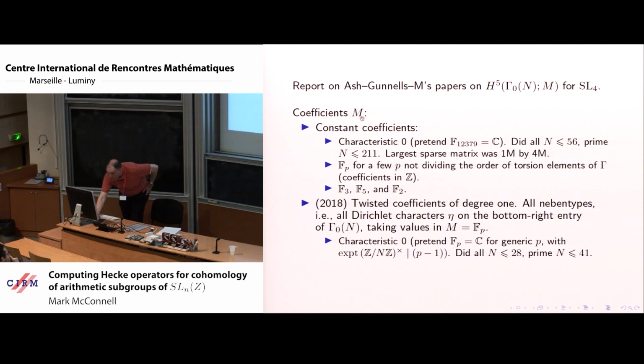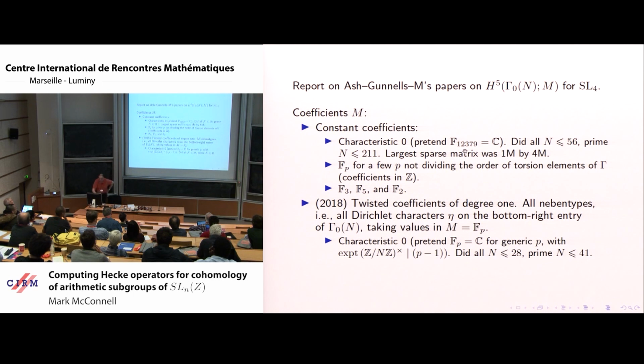And they differ in which coefficients we use. For a long time we used constant coefficients M. We were thinking we're using constant coefficients over C, but that involves floating point arithmetic, and floating point is inaccurate. So we have a proxy: the field of order 12379 stands in for C. This is because 12379 is the 4th prime after 12345.